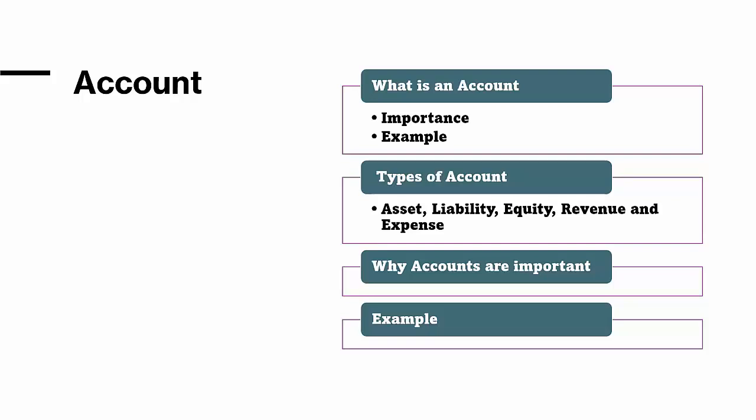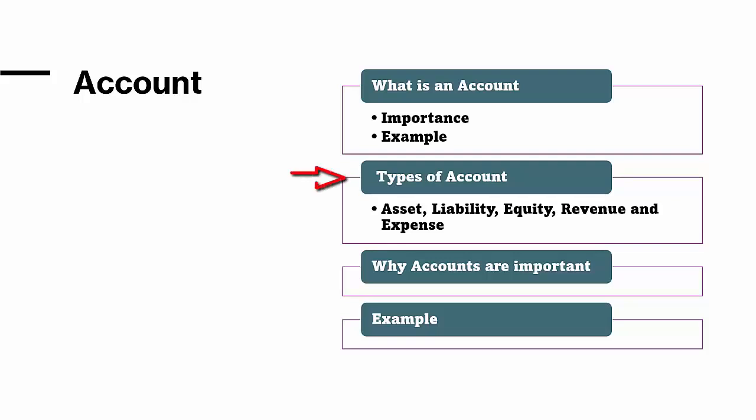Now, imagine you want to track how much you owe to suppliers. You'd create a separate account called Accounts Payable, where you record any amounts owed for things you bought on credit. This way, each account gives you specific information without getting mixed up with other financial details.